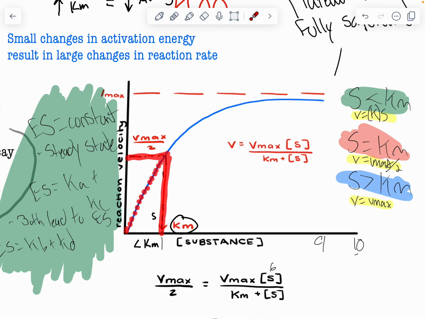We finally reached a point where our substrate level is equal to Km. So let's move on to the next stage. Our substrate level is equal to Km, and what that is going to be equal to is half of our maximum velocity.